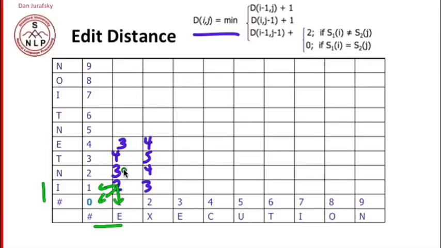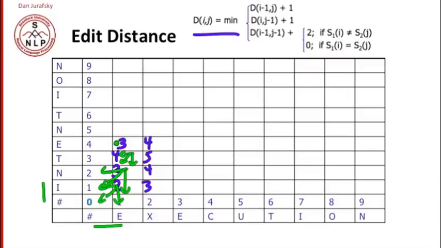And that's going to be true for this value 3 as well. We computed it as the minimum of 2 plus 1, 1 plus 2, or 2 plus 1. So this could have come from here, here, or here. And similarly, that's going to be true for this cell too. I didn't work out the arithmetic for you, but you can work it out for yourself.